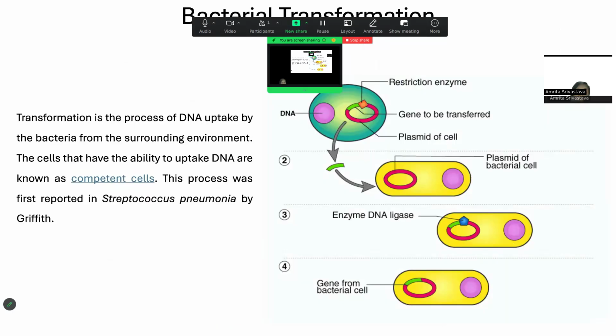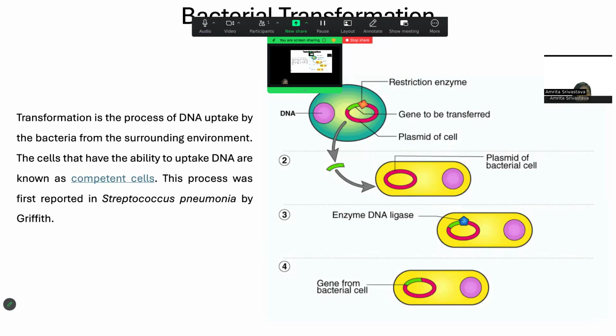Then we have bacterial transformation, where the uptake of DNA takes place from the outside, surrounding environment. The cells that have the ability to take up the DNA are known as competent cells. This process was first reported in Streptococcus pneumoniae by Griffith.